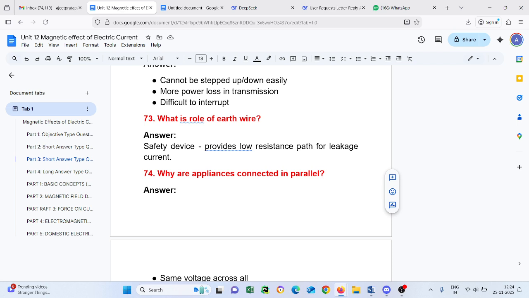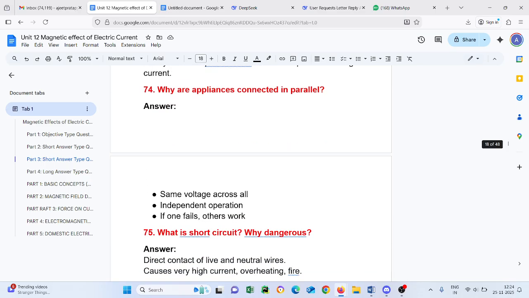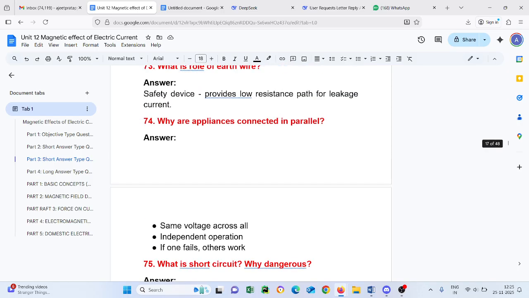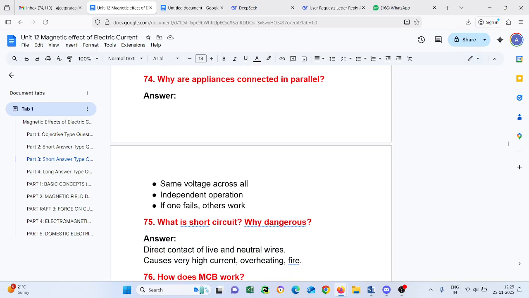Why are appliances connected in parallel? Same voltage across all, independent operation. If one fails, the others work.